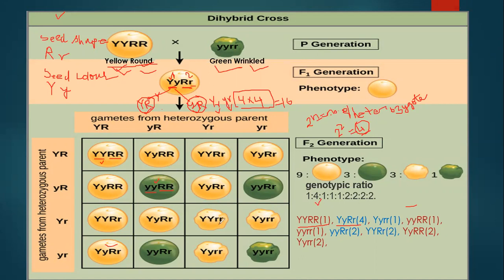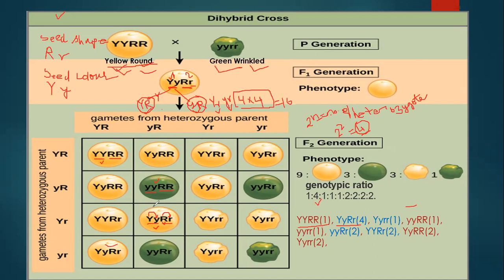Then if you check this one, here you are able to see this is a heterozygous condition and capital Y is dominant over small y. So capital Y will be expressed. So the color of the seed is yellow. And here you are able to see that capital R and small r are present together. This is heterozygous condition. So again, capital R is dominant over small r, and therefore capital R will be expressed, that is round will be expressed. So this seed is round.